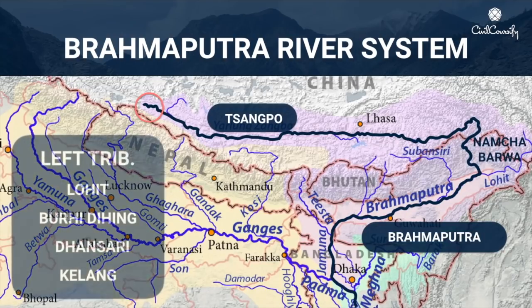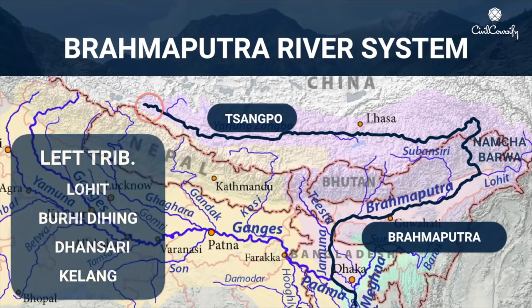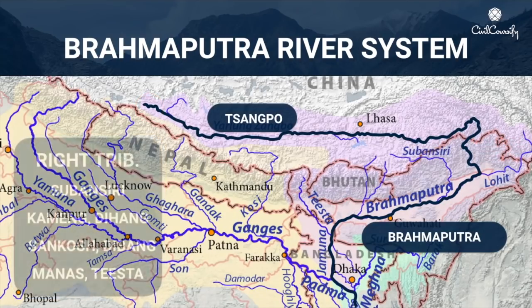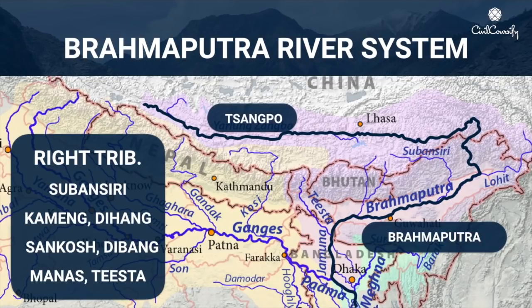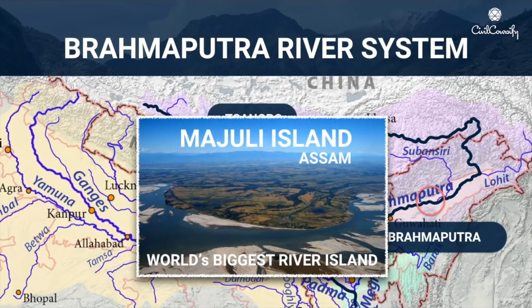The left-hand tributaries of the river Brahmaputra are Lohit, Budi Dehing, Dhansari, and Kelang, whereas the right-hand tributaries are Subansari, Kameng, Dihang, Sankosh, Dibang, Manas, and Tista. An important point to note here is that the world's largest riverine island, called the Majuli Island, is in the middle of the Brahmaputra. At present, its existence is in danger because of river erosion.